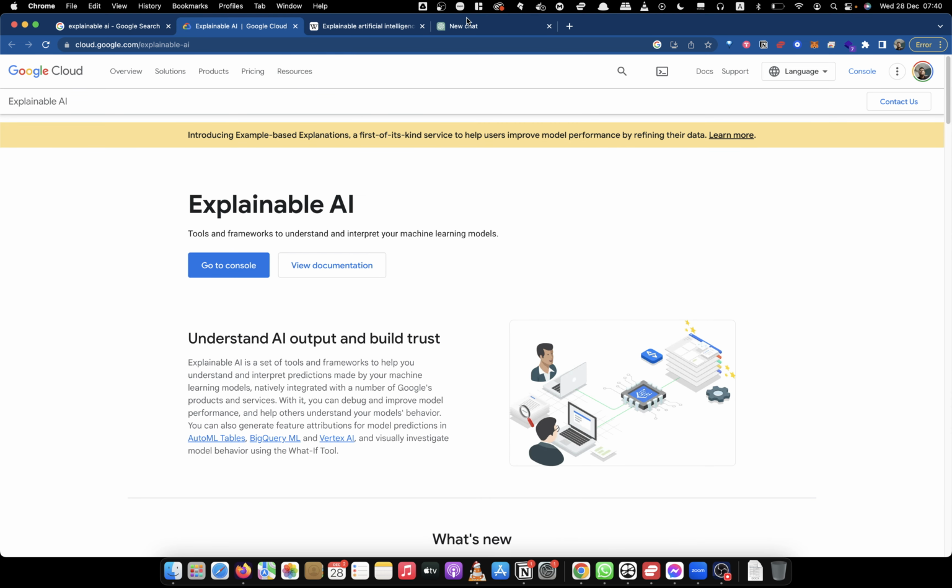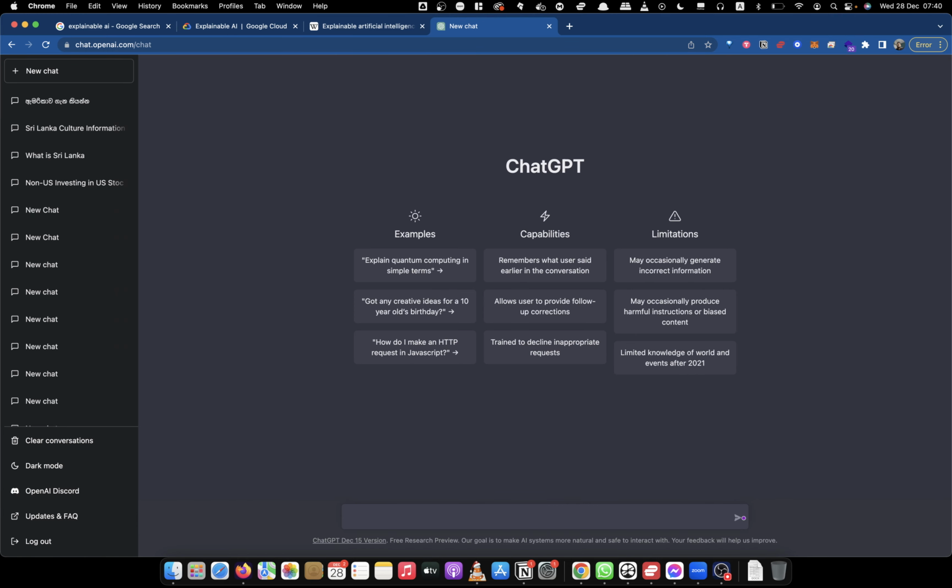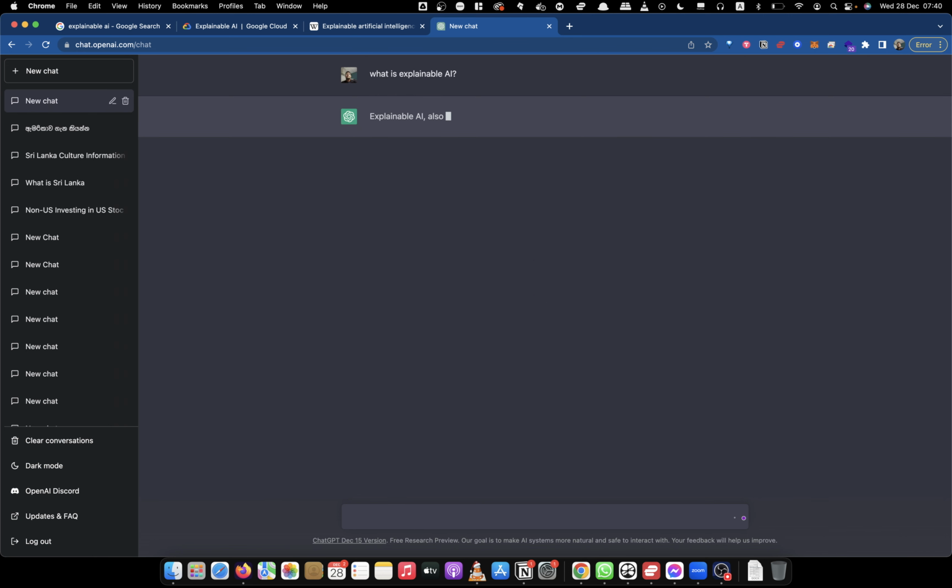So let's ask this question of ChatGPT. As a researcher, you can ask these questions of a person, or even Google, or even a specific search engine. But the cool thing is this language model is quite easy to work with. What is explainable AI? You can ask a very brief question.